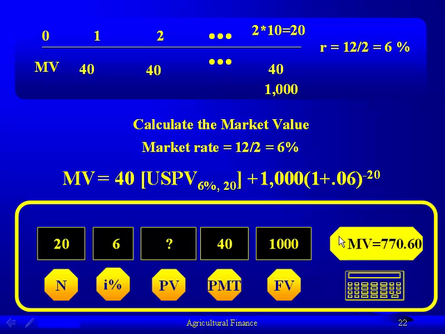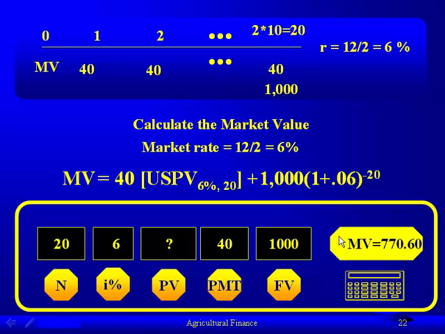What does that mean? It means that if you had an opportunity to invest your money at 12% annual, compounded semi-annually, and you had an opportunity to buy this bond that had these cash flows associated with it, in order for you to earn this 12% annually, how much would you pay for that bond? $770. If you paid less for that bond, what would that do to your rate of return? You'd like that, right?